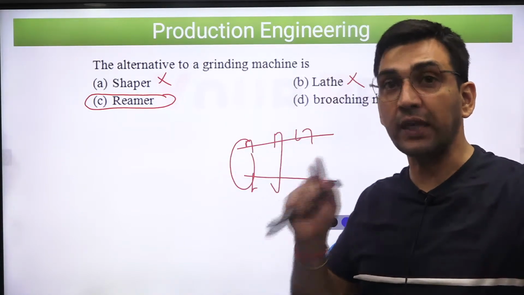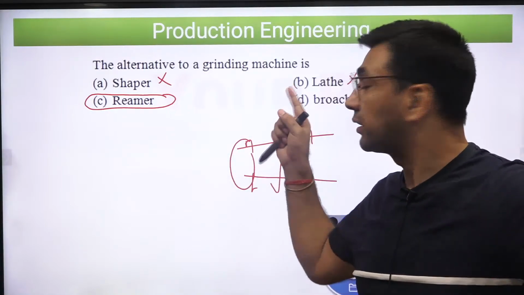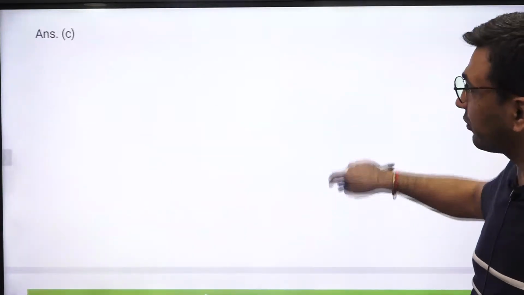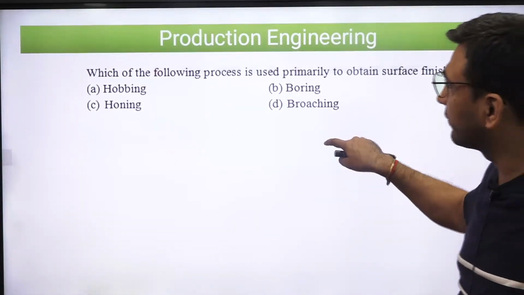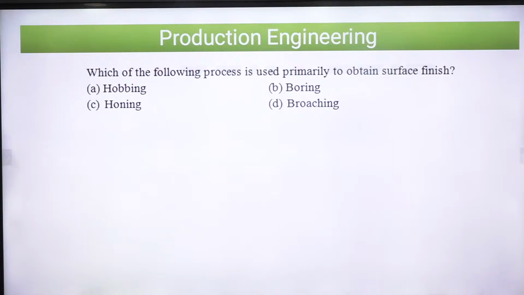And you already know that reaming is a finishing and sizing process. So when we talk about finishing, that means dimensional accuracy will be quite good, so it can be compared with that of the grinding machine. I hope it is clear. So if I have to do something comparable to that of grinding, I will go for this one. Which of the following processes is primarily used to obtain surface finish? Reaming, honing, shaving, all these processes are finishing processes. Which of the following processes is used primarily to obtain surface finish?